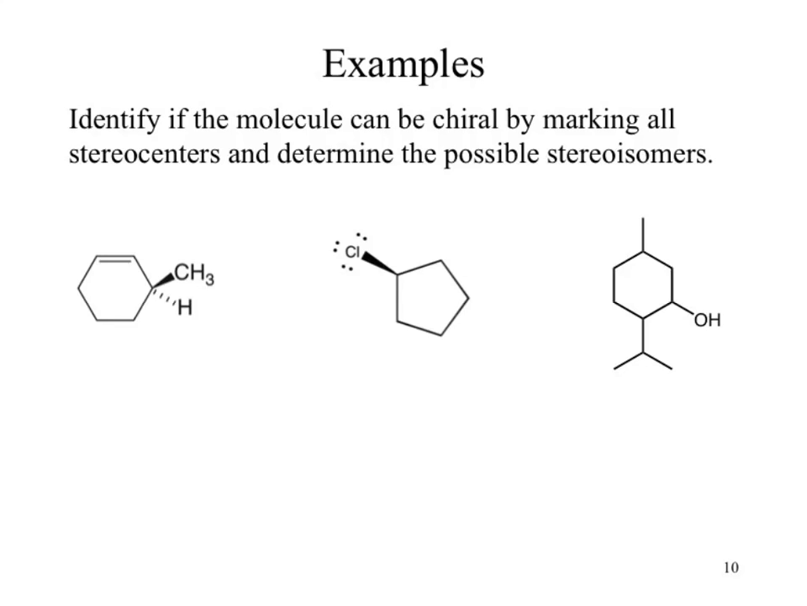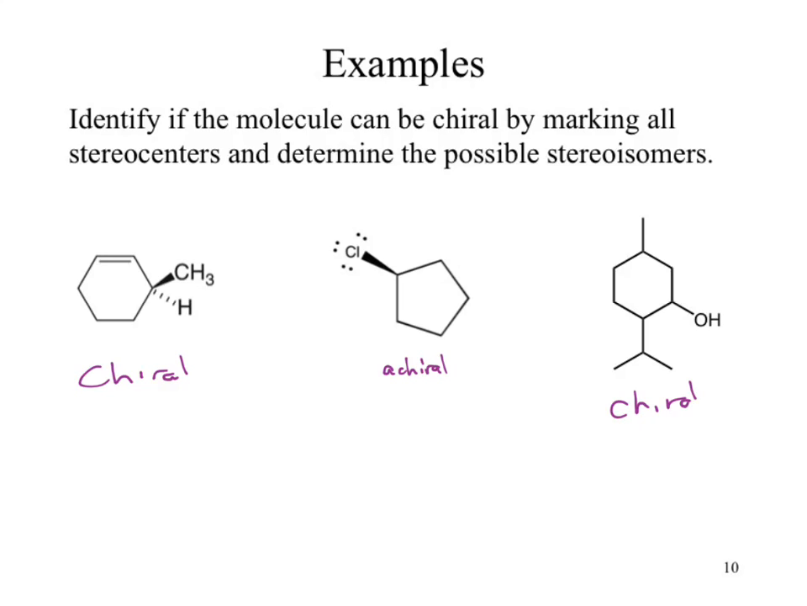Identify if the molecule can be chiral by marking all stereocenters and determine the possible stereoisomers. Okay. Take a look, see what you can come up with. This is a little bit easier because we aren't asking for relationships. We just want to know if it's a chiral molecule or not. Which two are chiral? First one and the last one. That's chiral. And the middle one is technically called achiral.